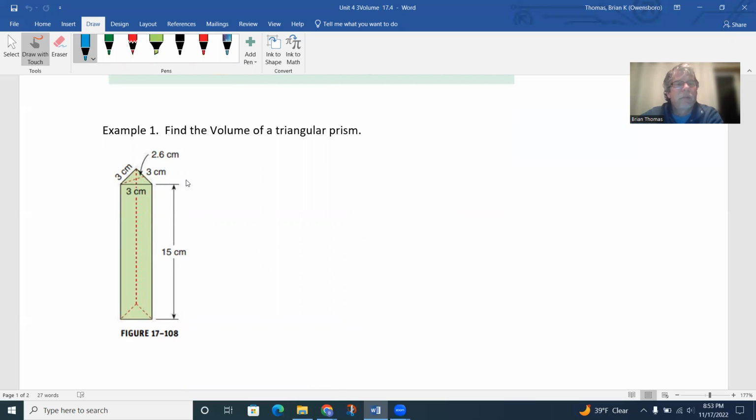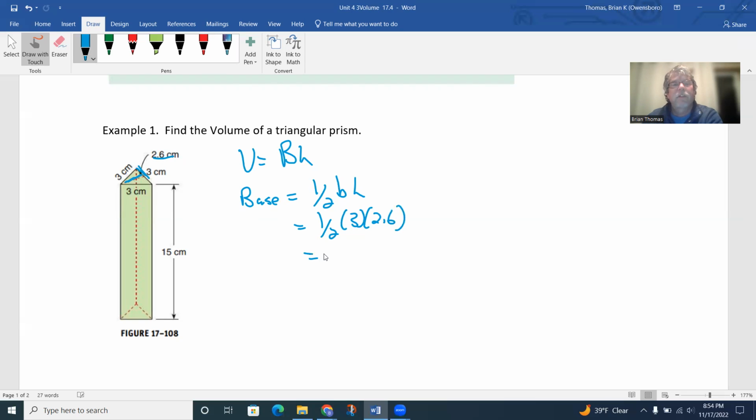So notice that the bottom is going to be this triangle. To find the volume, it's going to be base times height, but first I have to find the base area. And since it's a triangle, we multiply 1/2 base times height. The base and the height have to be perpendicular. So it looks like the 2.6 centimeters is the base, or I think the 2.6 centimeters is actually the height, and the 3 centimeters is actually the base. So we would have 1/2 times 3 times 2.6, and that's going to give me the area of the base.